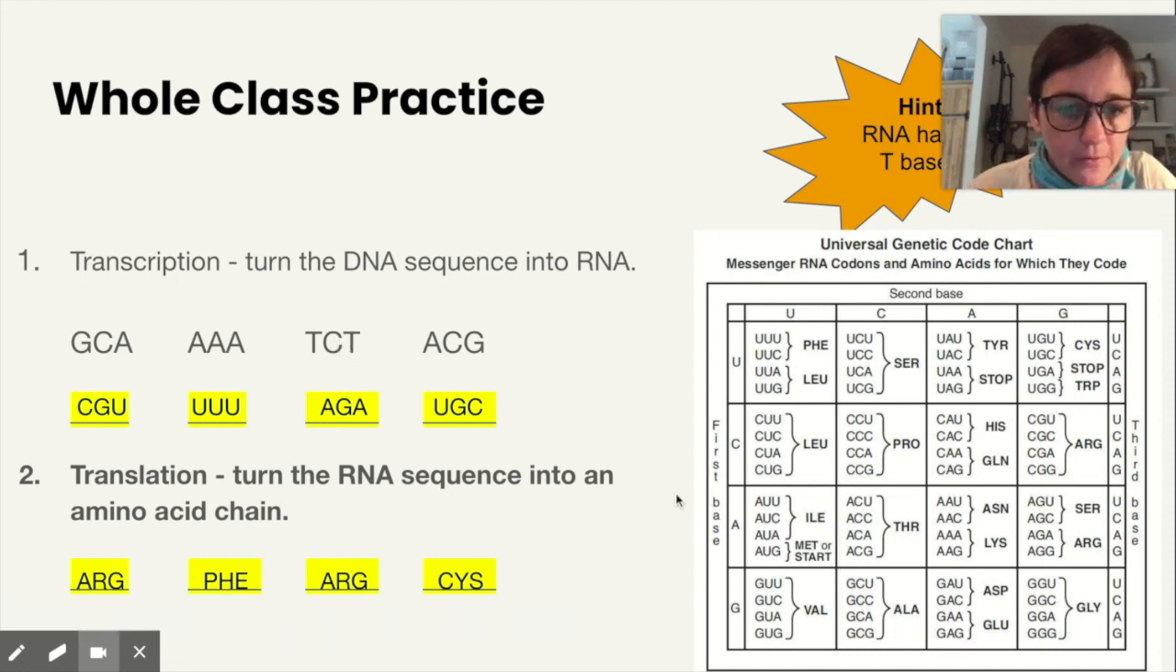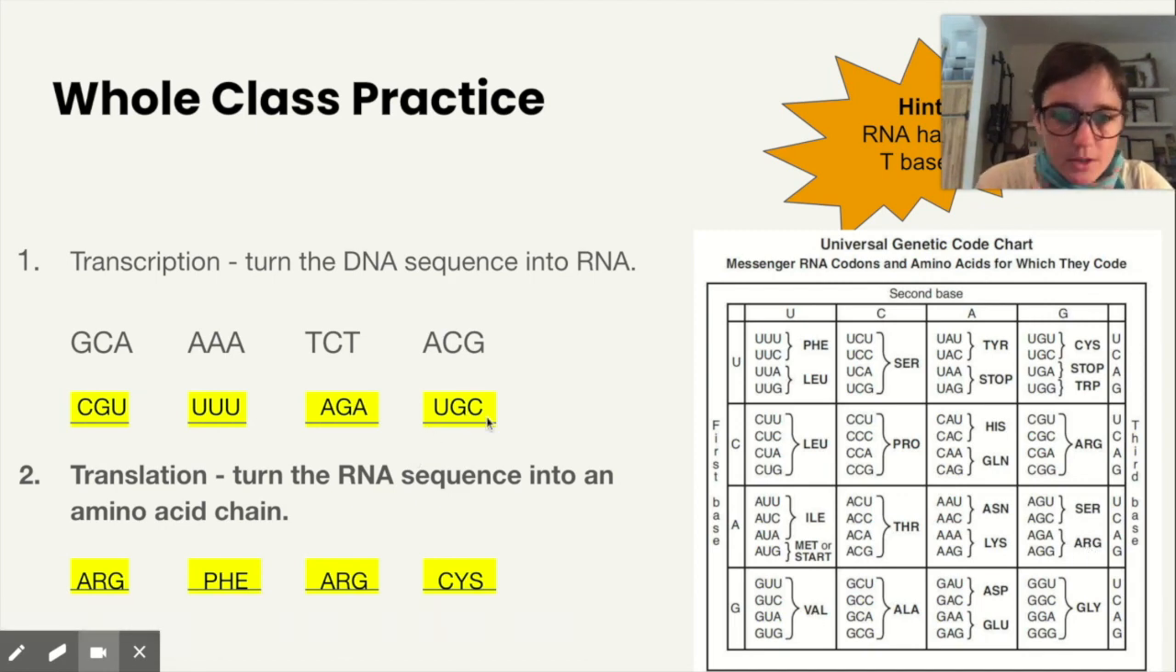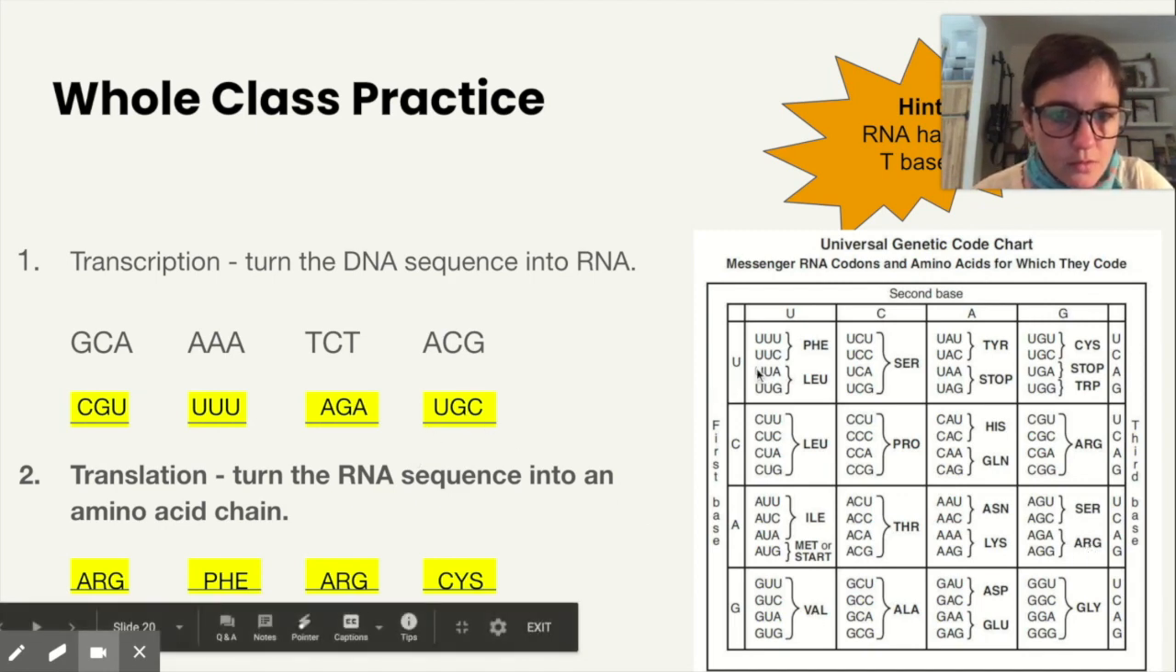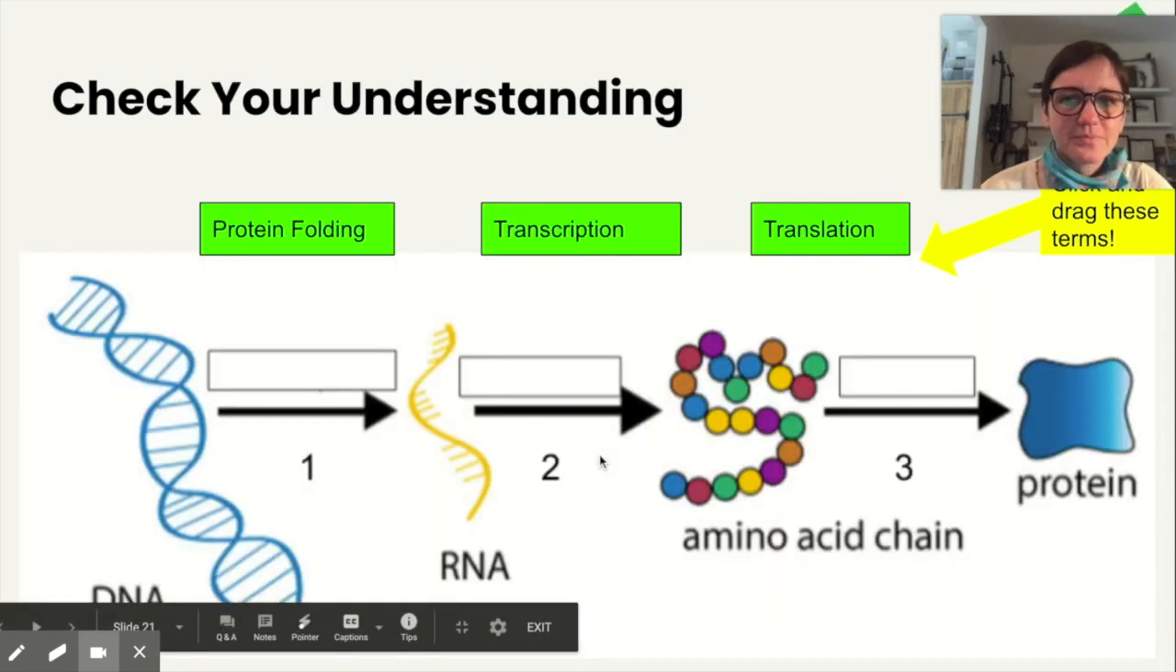So I'll look. First base A. Second base G. So I'm looking for my AGs. It's not AGU or AGC. It's AGA. So that's also going to be ARG. ARG. And then finally, UGC. U matches with G, and then UGC. It's going to be CYS. Okay? Awesome. So go ahead and check your understanding.